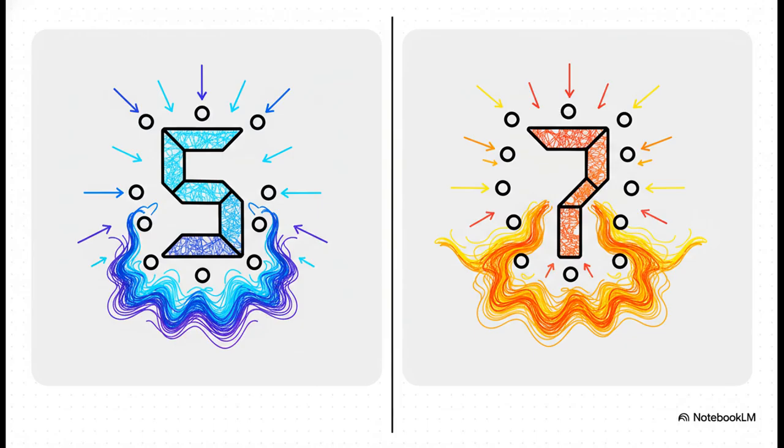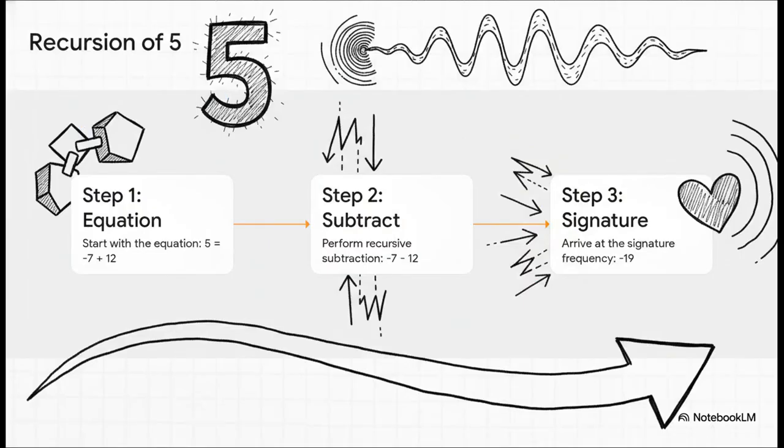After a special recursive process, they each give off a unique signature frequency. For 5, it's -19, and for 7, it's -17. So you're probably wondering, where did those numbers come from? They're not just pulled out of thin air. Nope. There's a very specific process.